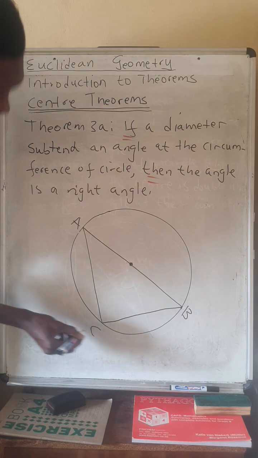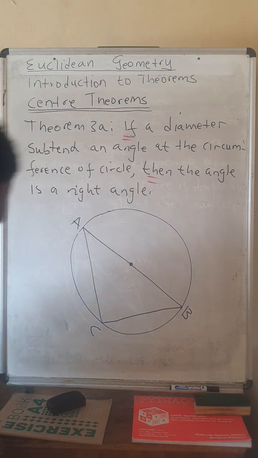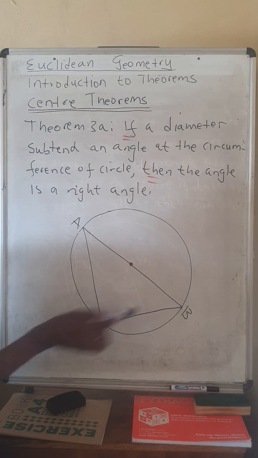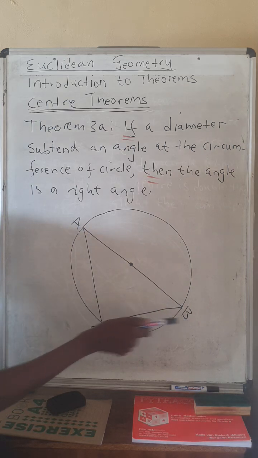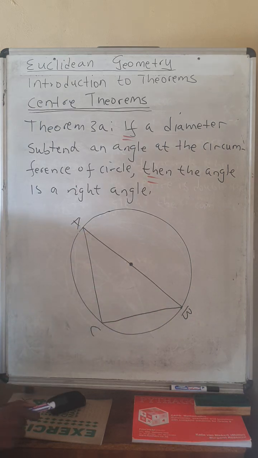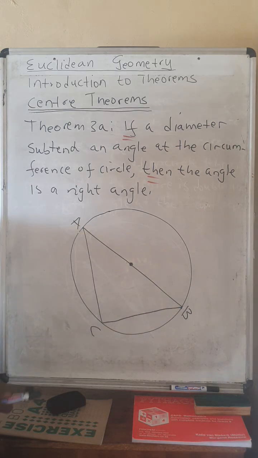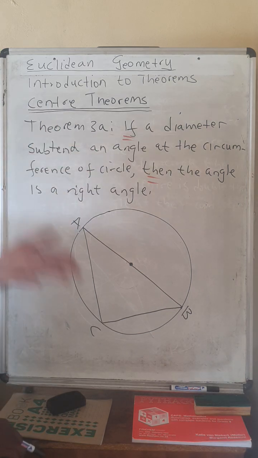So let me call this C. So now, by looking at this, you can see that angle C is an angle at the circumference. Why? You know the reason, the vertex and the arms. Now, the question is, is C being subtended by AB? Yes. Why am I saying C is subtended by AB? The arms of C are touching the endpoints of AB. Is AB not a diameter? It is a diameter. So am I having a diameter that is subtending an angle at the circumference? Yes. Can I say the condition of this theorem is met?